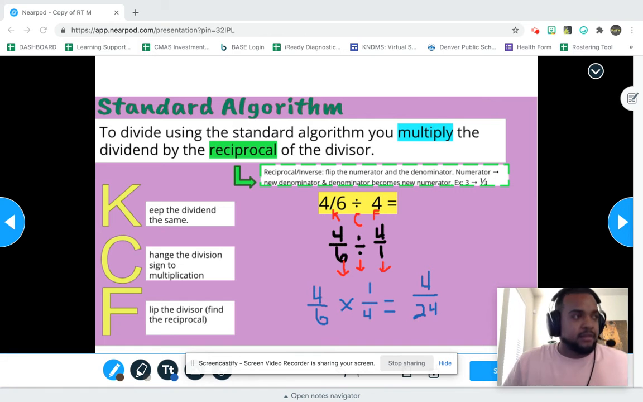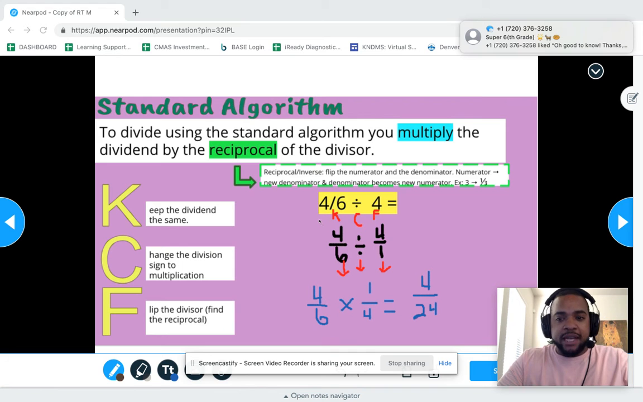All right, now that we've practiced how to convert mixed numbers into improper fractions, we're going to put it all together. We're going to use the standard algorithm, which is keep, change, flip, which you can see here. Remember that when I do keep, change, flip, I want to label each part of my expression. Notice how I have KCF: K over the dividend, C over my division symbol, and F over my divisor.